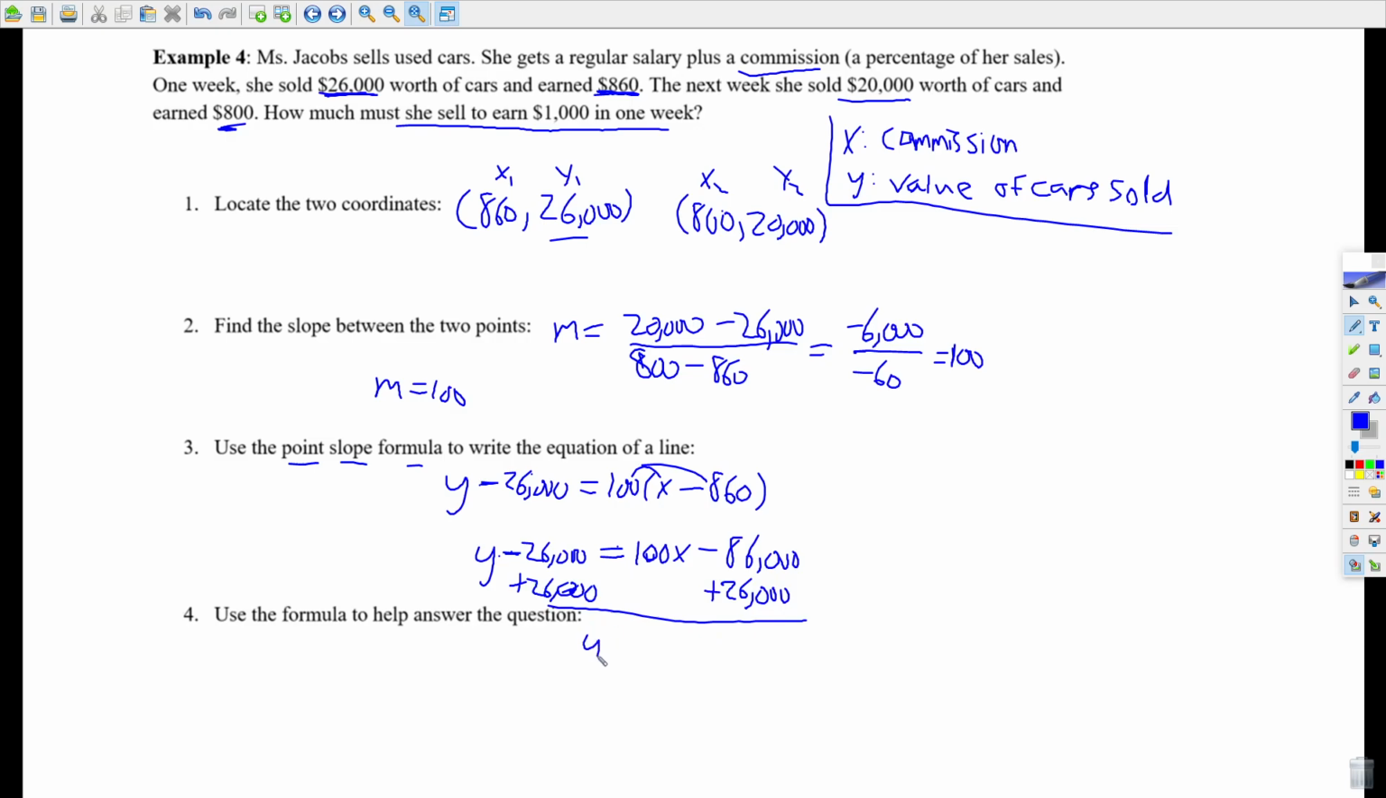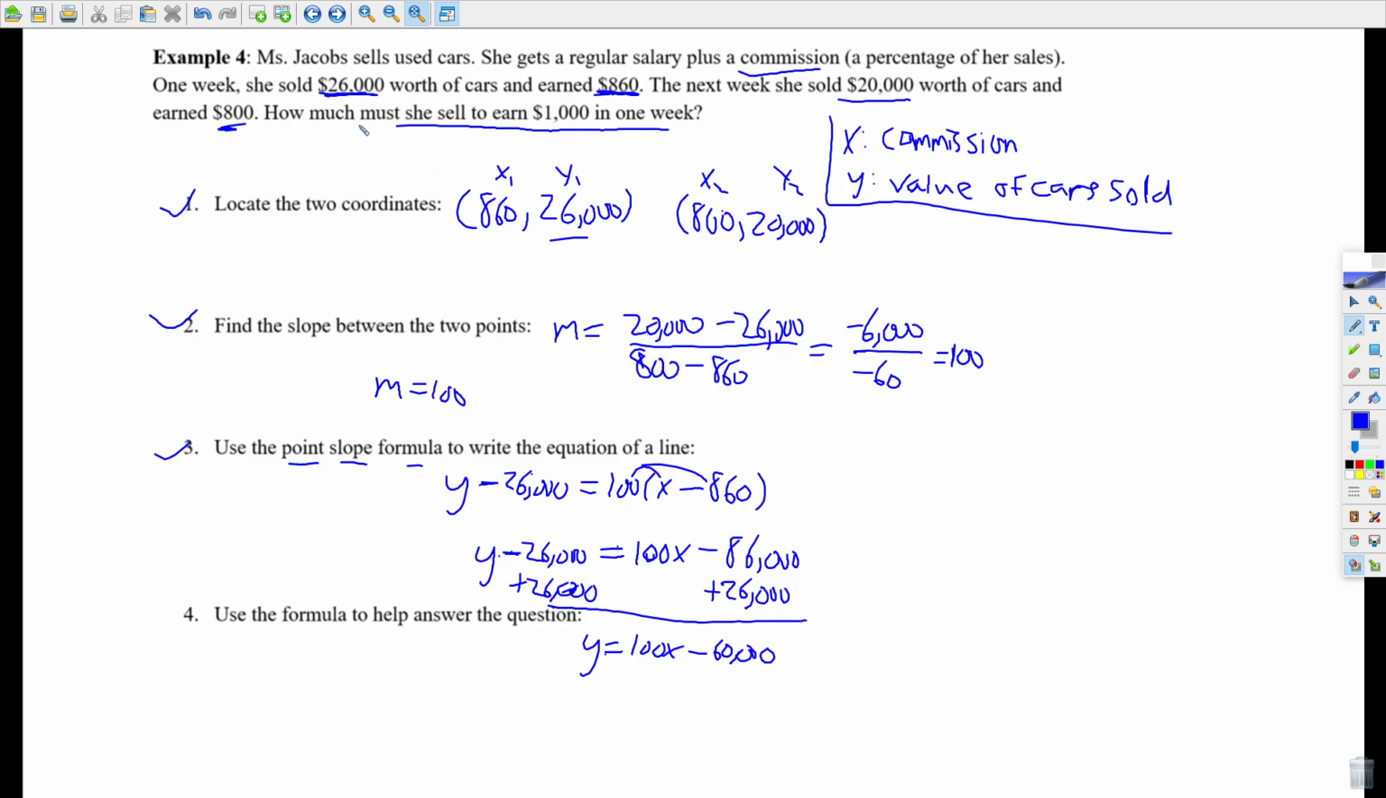Okay, and then we get y equals 100x, and then add them together. So it looks like that's going to be minus 60,000, negative 86,000 plus 26,000. So this is the equation we need. We're going to use this formula to now help answer the question. So that's step 4. So we got the coordinates, we got the slope, we use the point slope formula. We're done with that. Now we're actually going to answer the question. So now we can go to the last sentence here.